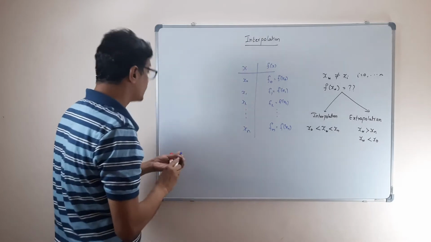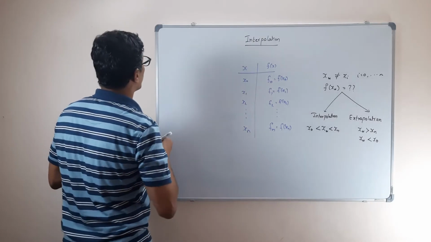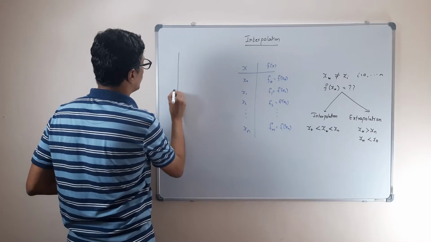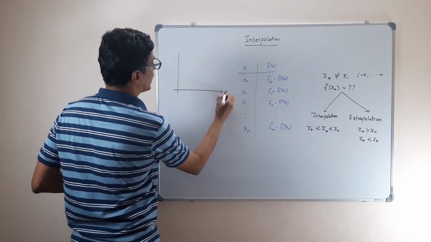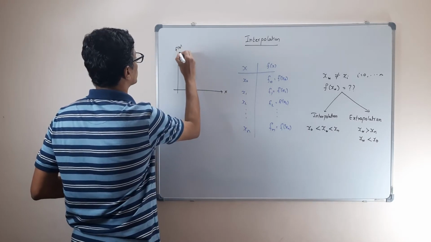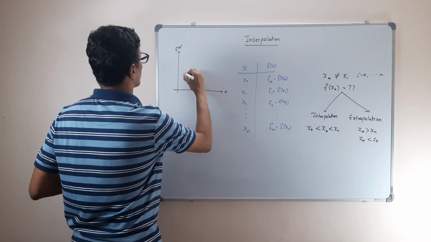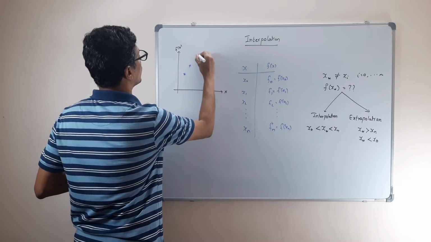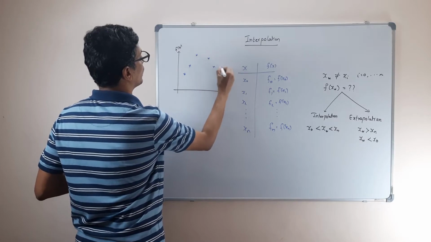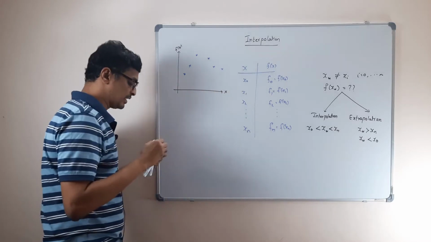So if I represent this in a graphical form, let me plot this as x and this as f of x, and we have a collection of data, something like 1, 2, 3, 4, 5, 6. Suppose we have 6 data points.